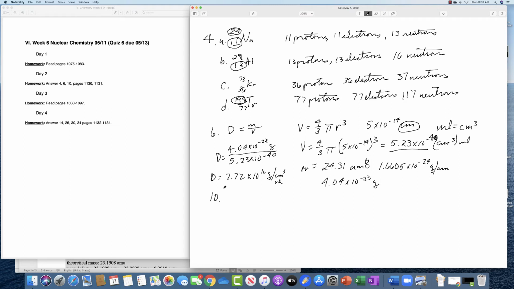The second one, oxygen 16. Well, oxygen 16 is the normal state of oxygen. And so without even looking, I can tell you that it will be within the band of stability because it's a non-radioactive form of oxygen.